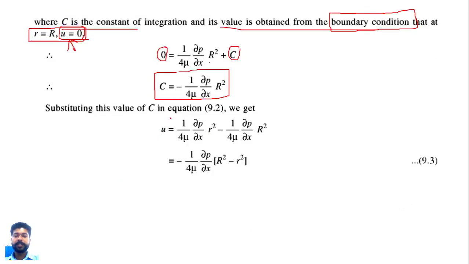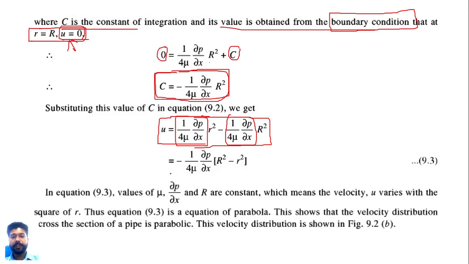By putting this value of c in our previous equation number 2, we can write that u equals 1 upon 4 mu del p upon del x r square plus c, but this c is replaced by minus 1 upon 4 mu del p upon del x into r square, into capital R square. So take out common this 1 upon 4 mu del p upon del x. The remaining terms are r square minus R square. So this is our remaining term, and u is the velocity.